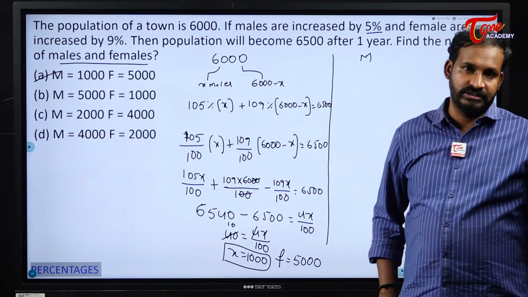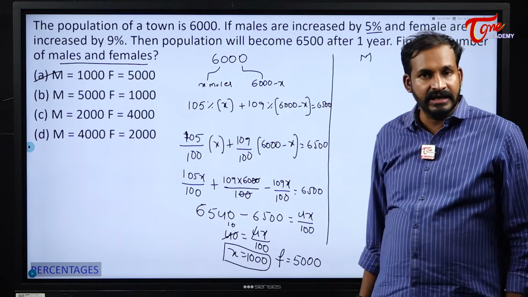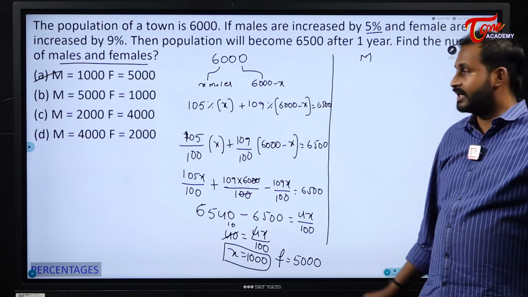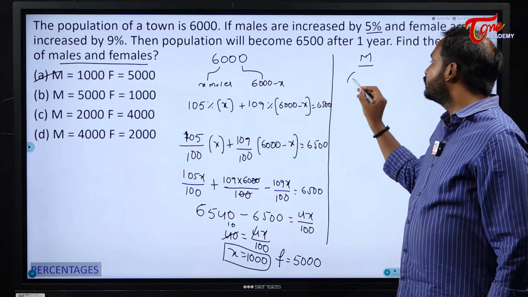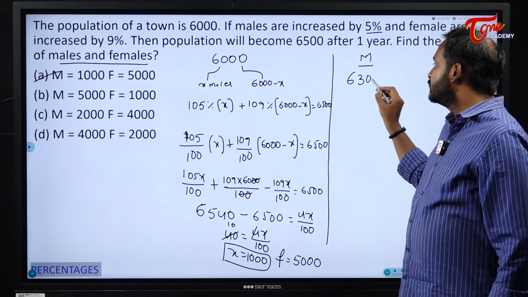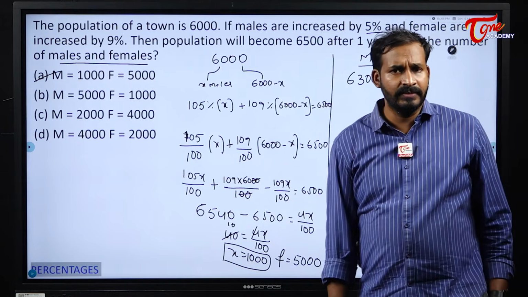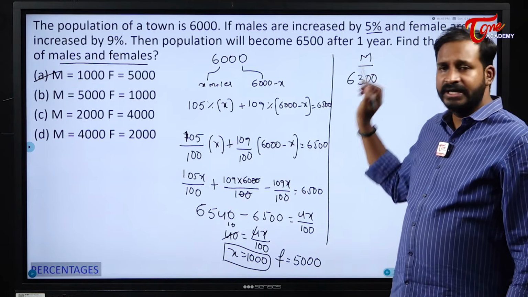5% of 6,000 is what? 10% is 600, so 5% will become 300. If there is only a male population in the village, the village would have grown to what population? 6,300. Why? Because the male population will be increased by 5%.